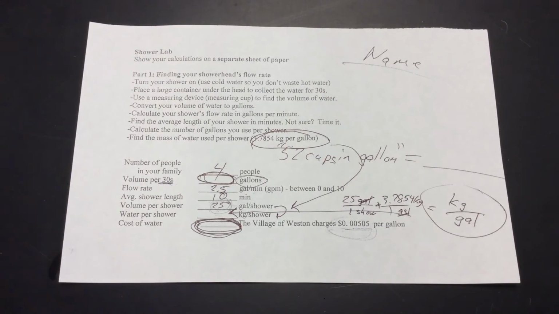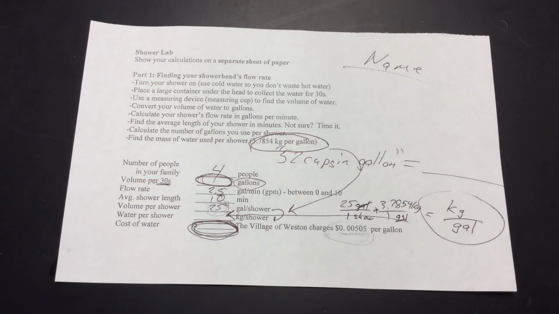That's it. We'll come back to this and do more with this in the next unit for our shower lab, where we'll heat the water. Right now, we're just talking flow rates. So once you're done with that, make sure your name's on it. You can turn it into the basket.